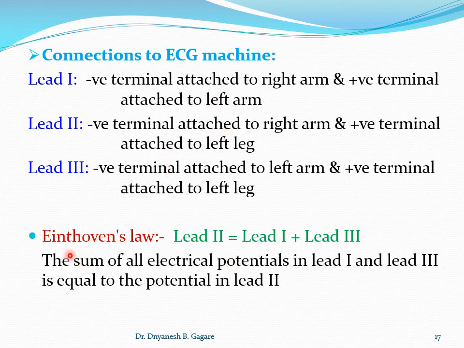Then coming to the point, what is Einthoven's law? The law is very simple, that is, lead 2 is equal to lead 1 plus lead 3. So what is the meaning? This is the law, or this is the equation. Simply, the sum of all electrical potential in lead 1 and lead 3 is equal to the potential in lead 2.